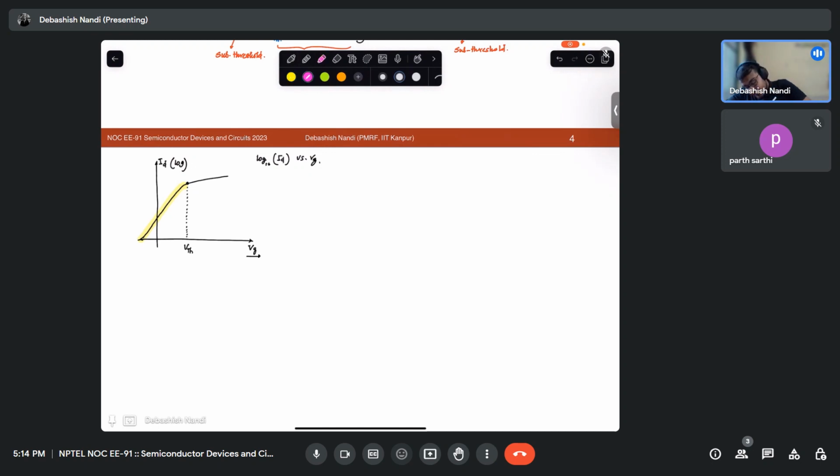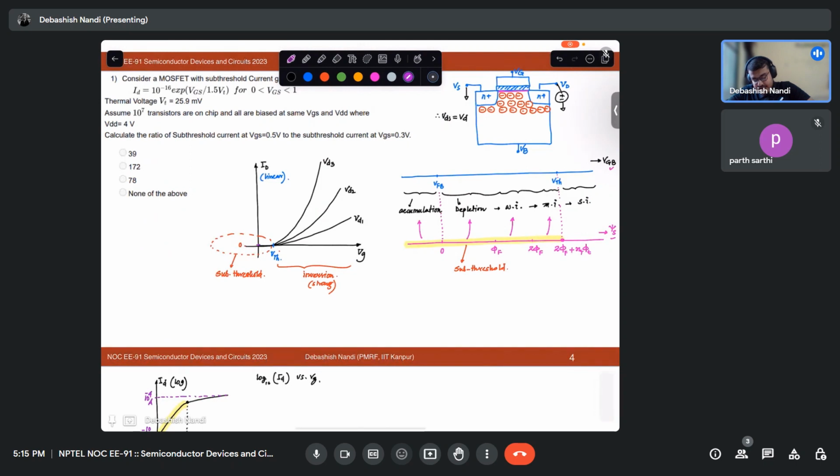So for example, say this current level is around 10 to the power minus 4 ampere. So how much would it be here? It would be, let's say, around 10 raised to minus 10 ampere. So again, it is not zero. That is the point. But in linear scale you cannot see it, right? So it appears to be zero.